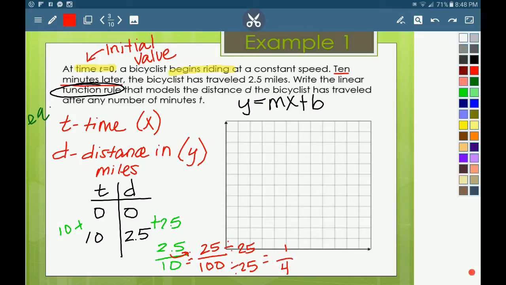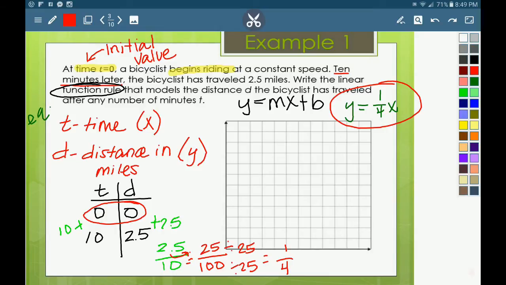As far as my y-intercept goes, my y-intercept is when x is equal to 0. So my y-intercept is also 0. The equation that we can construct from this is y equals 1/4 x plus 0. You don't even need to include that plus 0 on there. So if you want, you can just leave it. Y equals 1/4 x. That's going to be the function rule that models this situation.